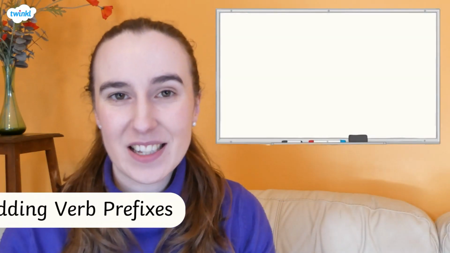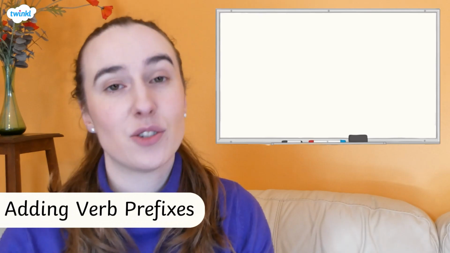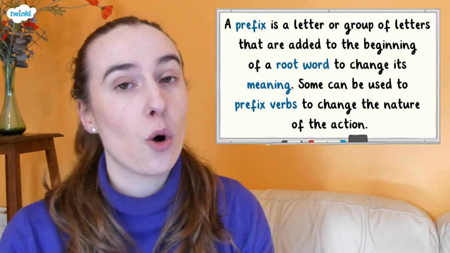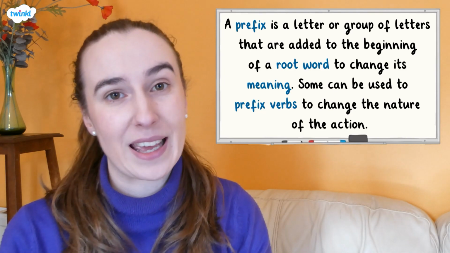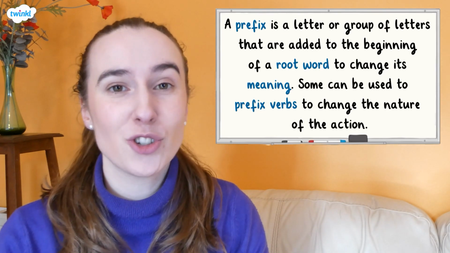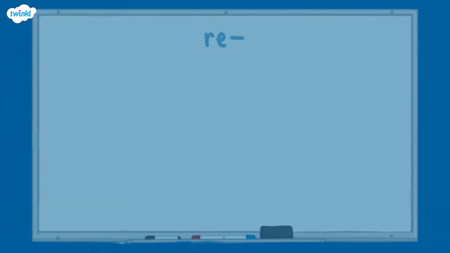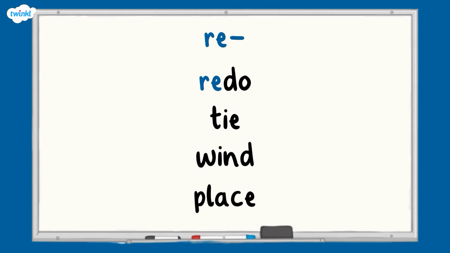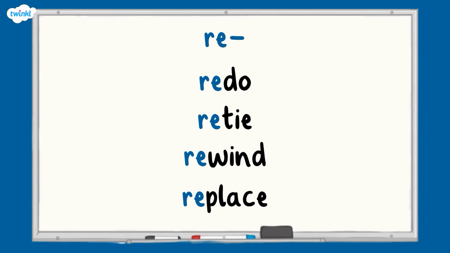Hi there! In this video we will be looking at adding prefixes to verbs and how they can change the meaning of the root word. A prefix is a letter or a group of letters that can be added to the beginning of a root word to change its meaning. Some can be used to prefix verbs to change the nature of the action. For example, re can be added to many verbs, including do, tie, wind, and place, to form redo, retie, rewind, replace. Adding re to the beginning of a verb means to do the verb again.